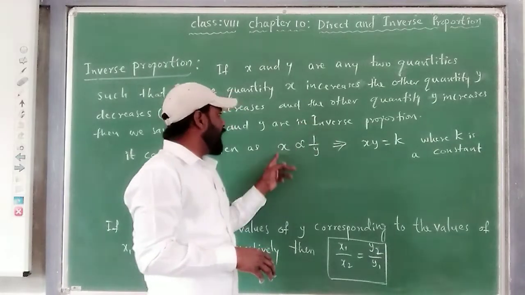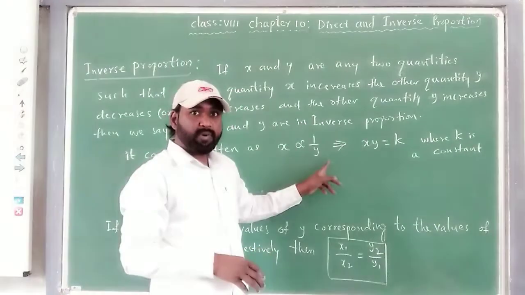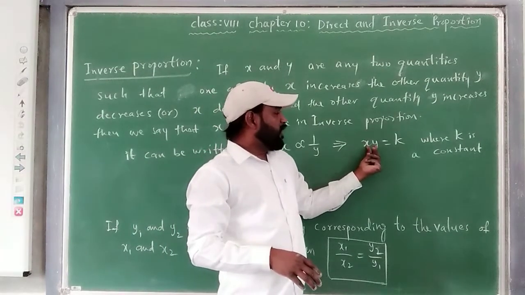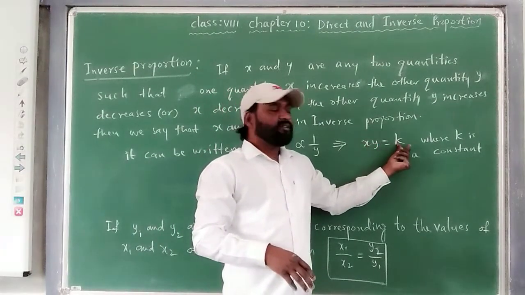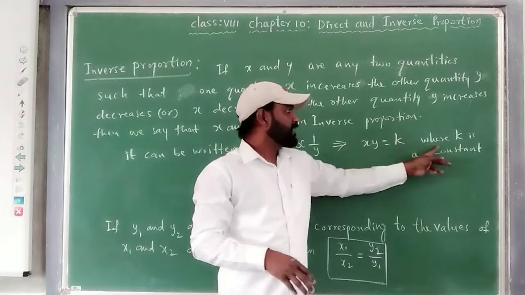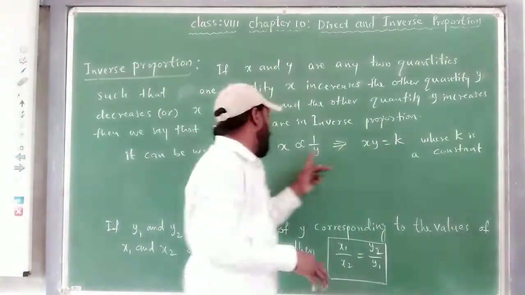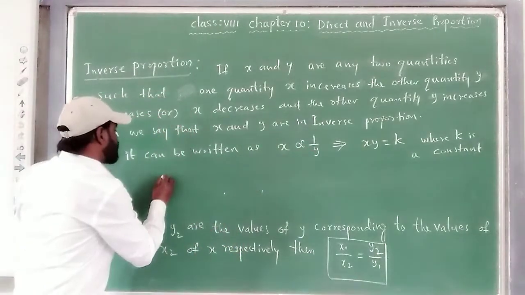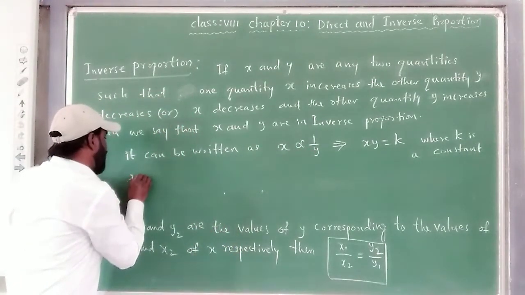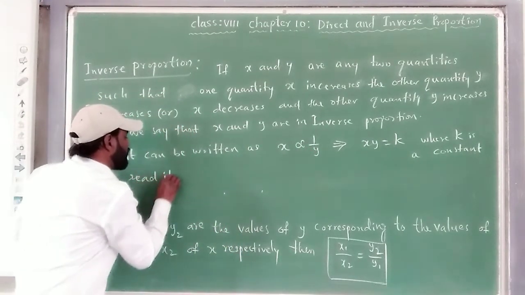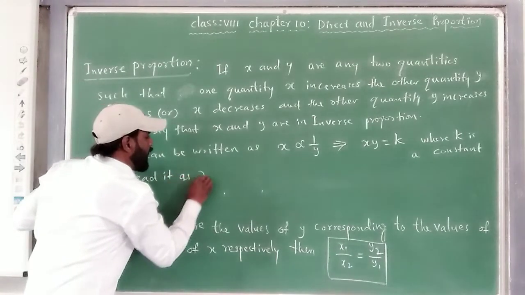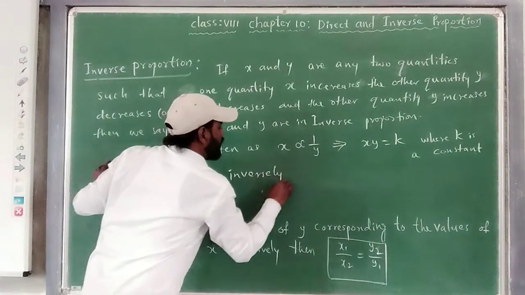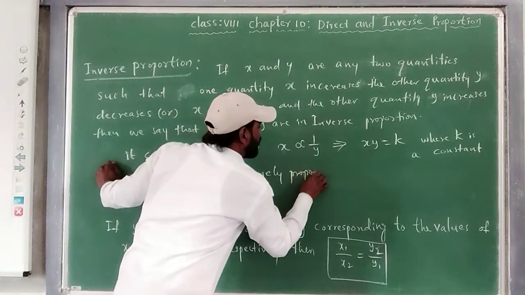How to read it? X is inversely proportional to y. Otherwise, the product of the x quantity and the y quantity is equal to a constant, where k is a constant. x into y is equal to k. How to read this one? Read it as x is inversely proportional to y.